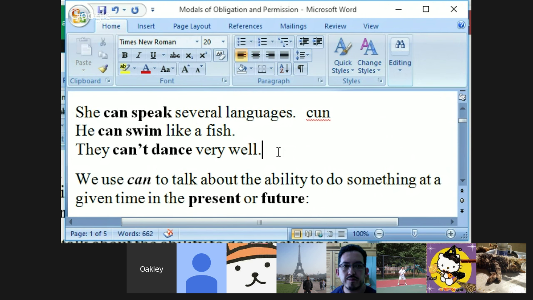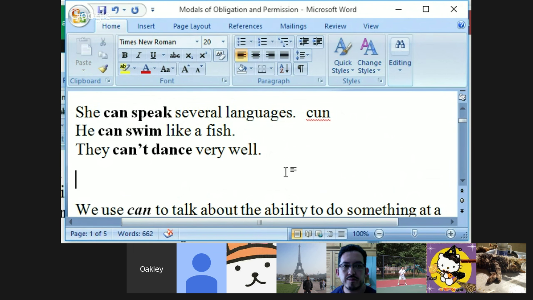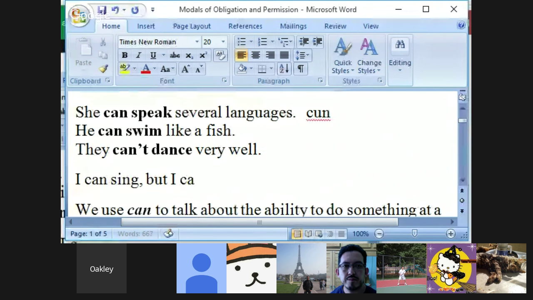I'd like to hear you guys try this. As an example, I'd like to go around the room and have you try a sentence. You can make up your own sentences. Just something simple, so I can hear you pronounce can and can't. For example, I can sing, but I can't dance. That's it. Heidi, you want to try it? What can you do and what can't you do? A sentence with a can and a can't.